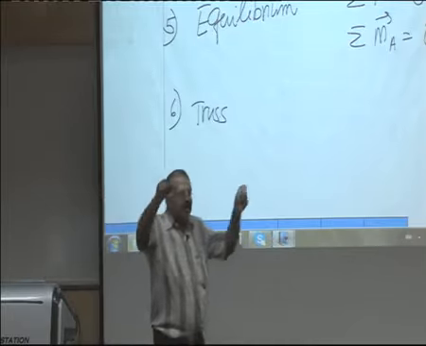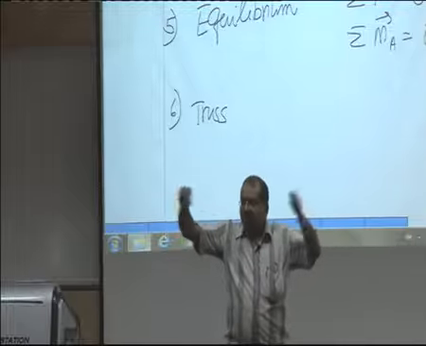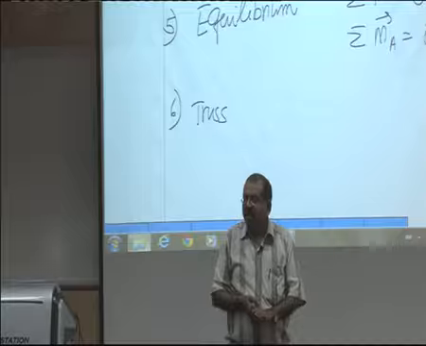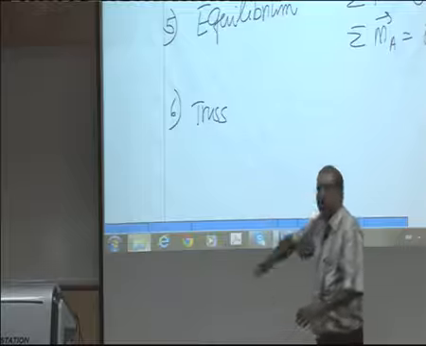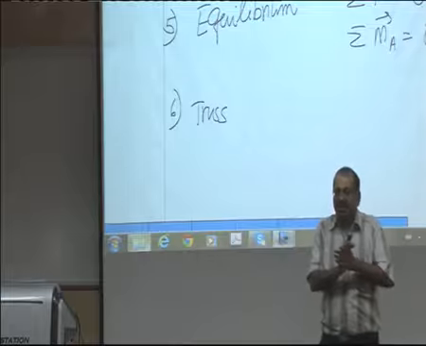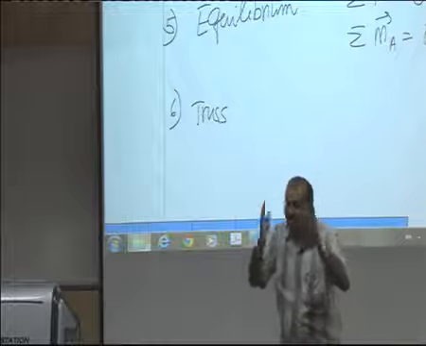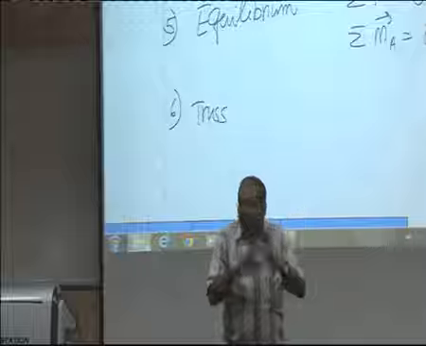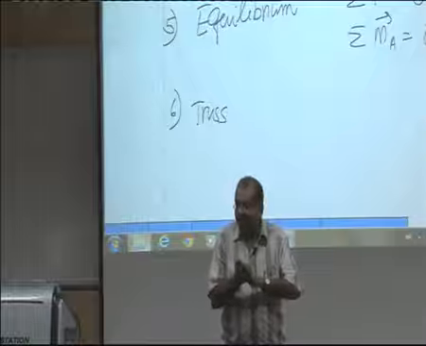Trusses were single, thin members joined together, all of which we assumed to be 2 force members, and then we found out how to find the force in a component of a truss. If it is tensile or compressive, how do we work out the forces? And there we did 2 methods, method of joints and method of sections.